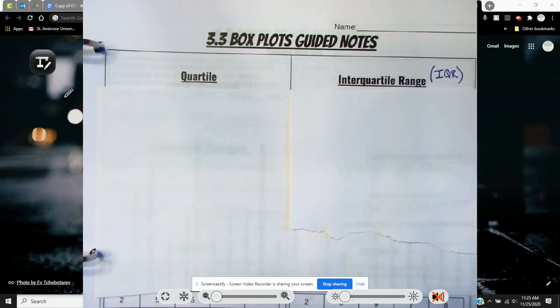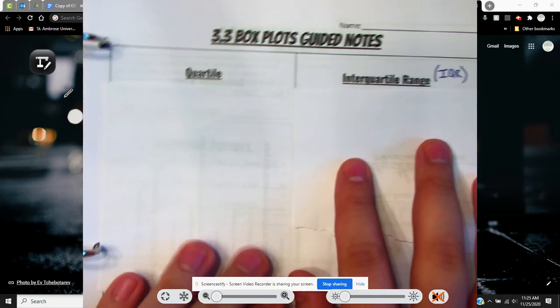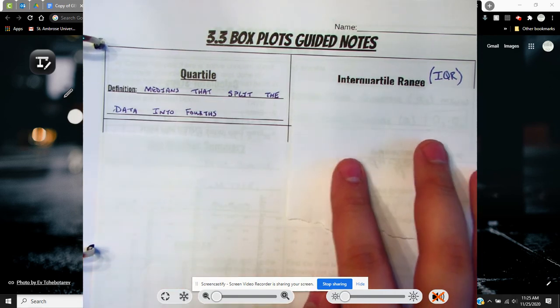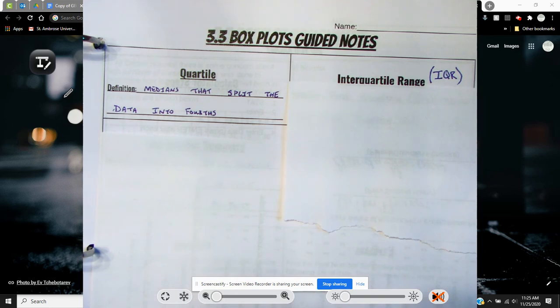Today we're going to be looking at box plots and how we can actually make them. In order to actually be able to make this, there are four vocab that we do need to talk about. First is quartile. Quartiles are medians that split the data into fourths. Now, because they're medians, we do need to order the data from the smallest number to the largest number.